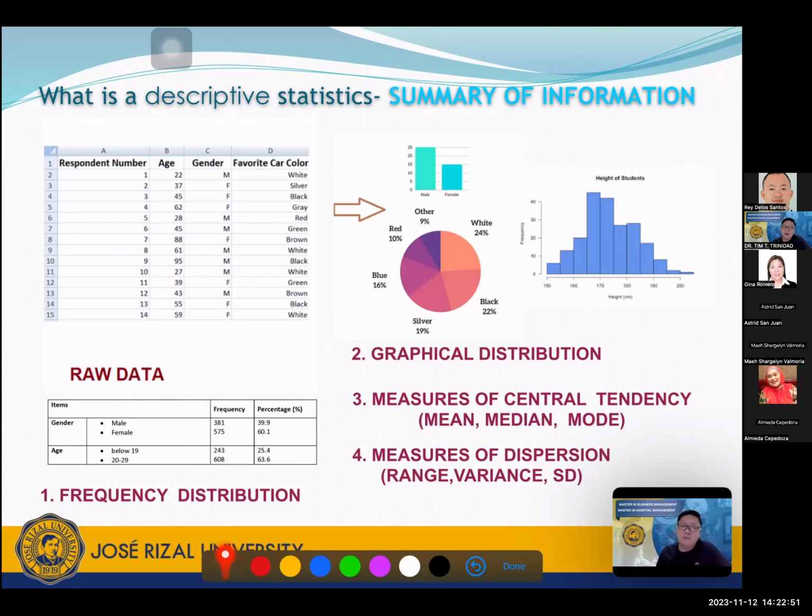Okay, so after providing a graphical summary, you now mention about the mean, the median, the mode, which are the measures of your central tendency, and then you also have to talk about the measures of dispersion, which is all about the range, variance, and standard deviation. So this is the summary descriptive statistics. Okay. Maliwanag? So when I ask you to give me an information about this one, I would expect you to present this raw data in terms of a frequency distribution, graphical distribution, measures of central tendency, and measures of dispersion.